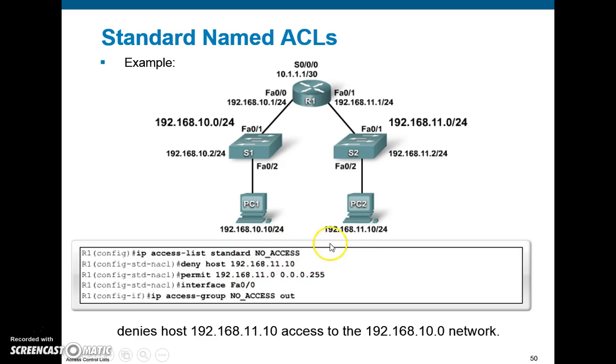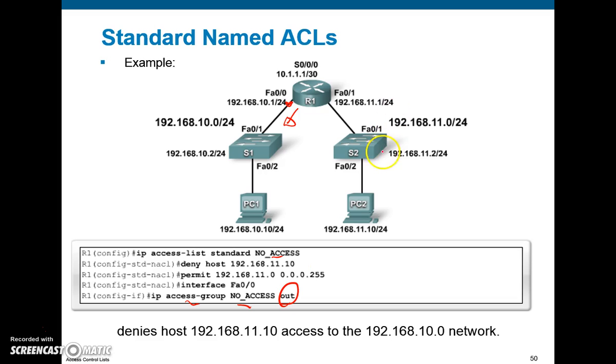And then in this access control list, we have two commands: deny host 192.168.11.10. So we are going to deny this host, and then we are going to permit all the other hosts inside the 192.168.11 network. So allow all other hosts except for this host. So we're going to apply it on FA0/0 that is here, going out. So we do IP access group, the name, and then out.